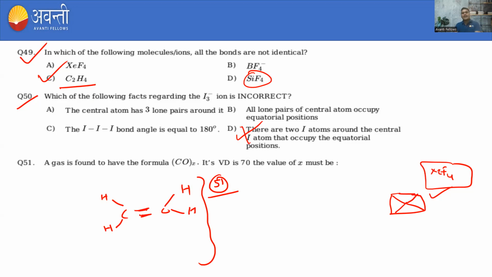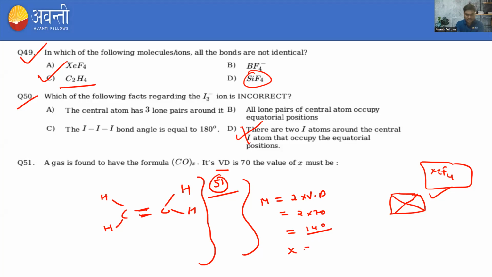So they are asking: a gas is found to have the formula COx and its vapor density is 70. So you know the relationship between the vapor density and the molecular mass, right? So what is the relation, beta? Molecular weight is equal to twice the vapor density. So we can calculate this: 2 into the vapor density, which is 70. So the molecular mass comes out to be 140.